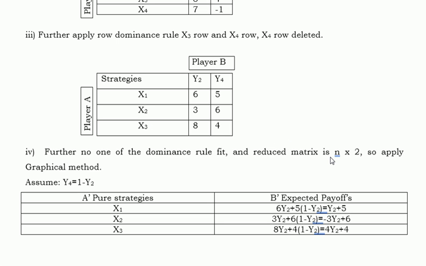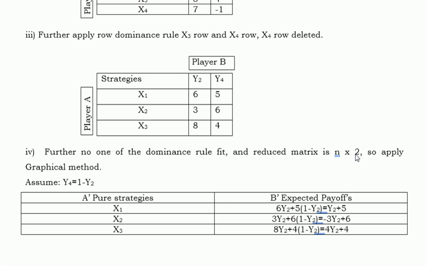Okay, graphical solution. The graphical method can be applied if the matrix is n by 2. It means any number of rows and 2 columns, or 2 rows and any number of columns. The graphical method can apply only if there are any number of rows and 2 columns, or 2 rows and any number of columns. Presently we have n rows and 2 columns, so the graphical method can apply.